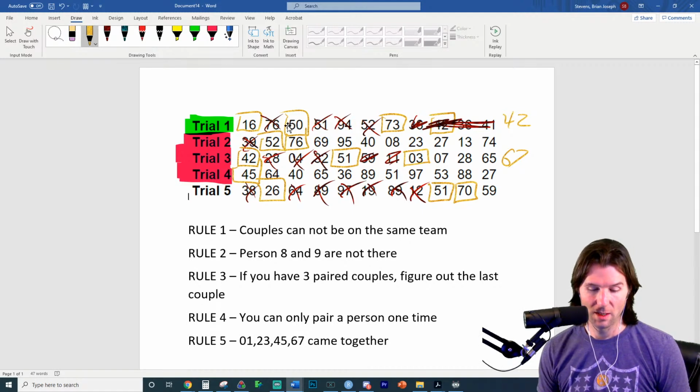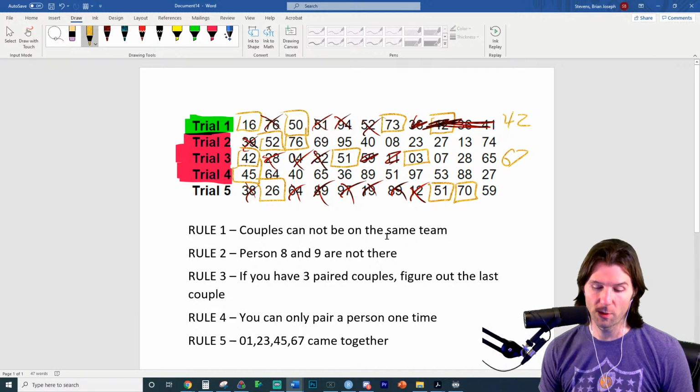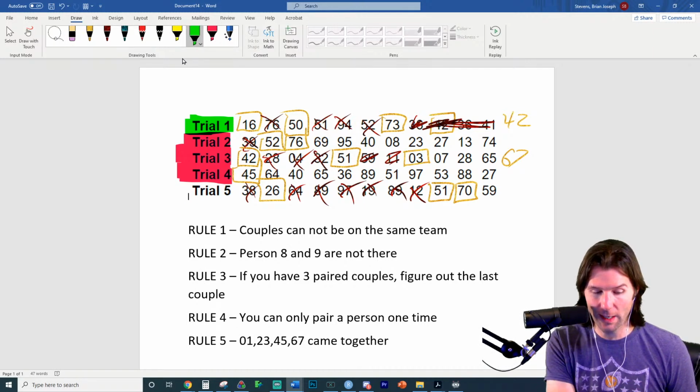Thank you, game. Is it 3 and 4? Okay, good. 3 and 4 are not paired together. So that's a successful trial right here.